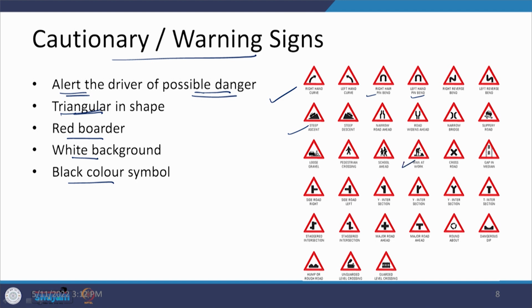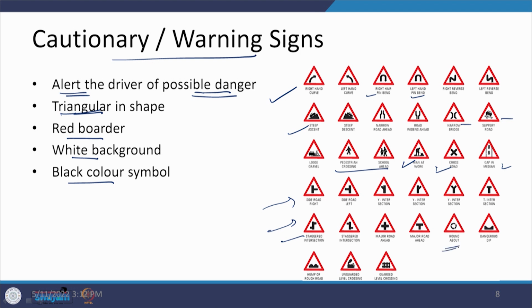There may be a men at work, there may be a crossing, there may be a median opening. Okay, so there can be a slippery road ahead, or there is a bridge which is narrow in nature. There are people who are crossing the road. What type of people? Pedestrians or school children. There are roads at cross, at the sides, which may be major or minor in nature, or they may be staggered in nature.